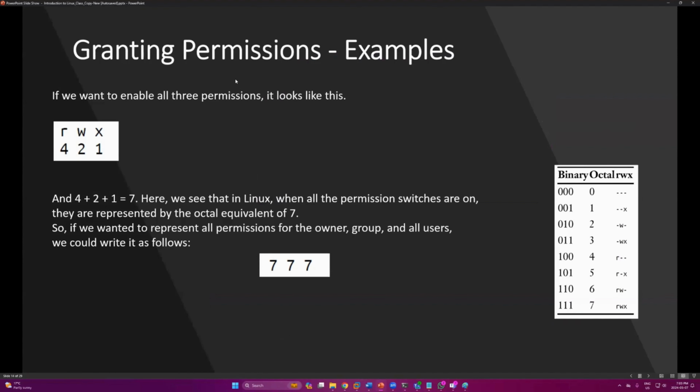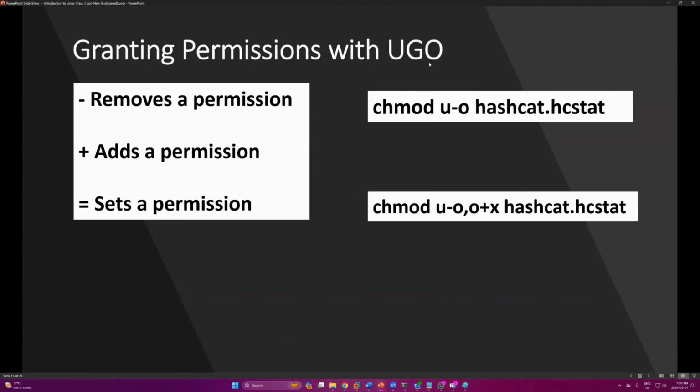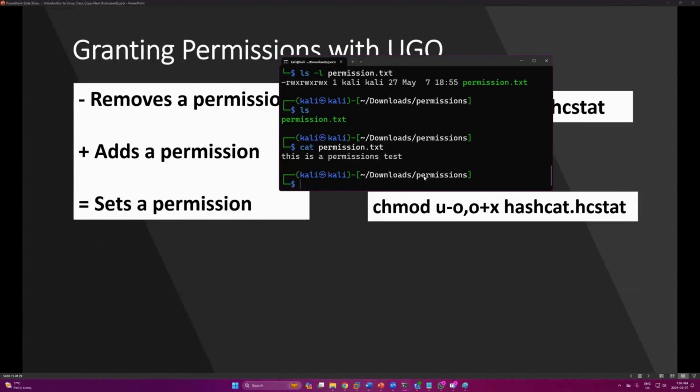There's another way to change it, and that is using the UGO syntax. So what is UGO? UGO stands for the user, group, and others, literally U, G, and O. So the way we use this is through the syntax of a minus sign, a plus sign, and an equal sign, right? Think of it as addition. This is literally addition. So minus removes a permission, plus will add a permission, and then the equal sign will set a permission, right?